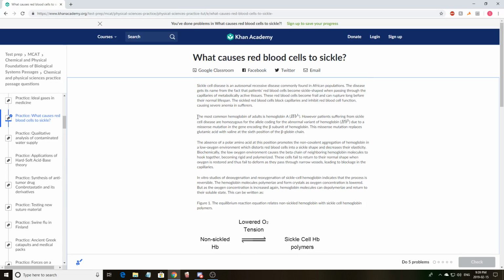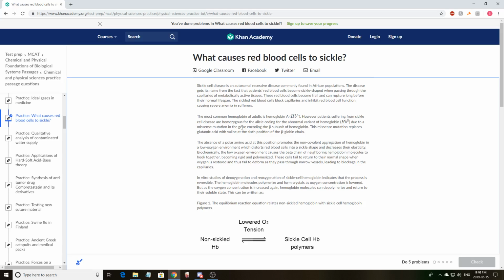Okay, the next paragraph says, the most common hemoglobin in adults is hemoglobin A, labeled HbA. However, patients suffering from sickle cell disease are homozygous for the allele coding for the abnormal variant of hemoglobin, which is HbS. So one important piece of information here was that sufferers were homozygous for the hemoglobin allele. And due to this missense mutation, the gene encoding the beta subunit of hemoglobin.